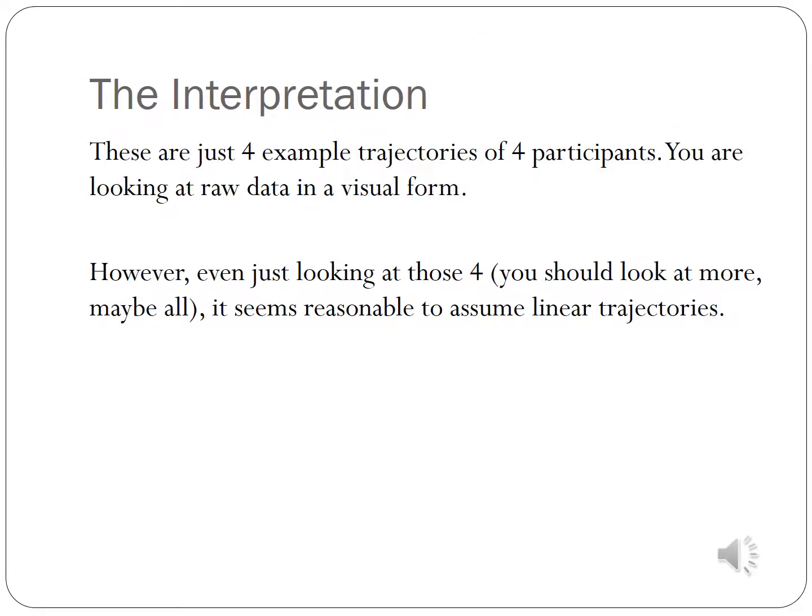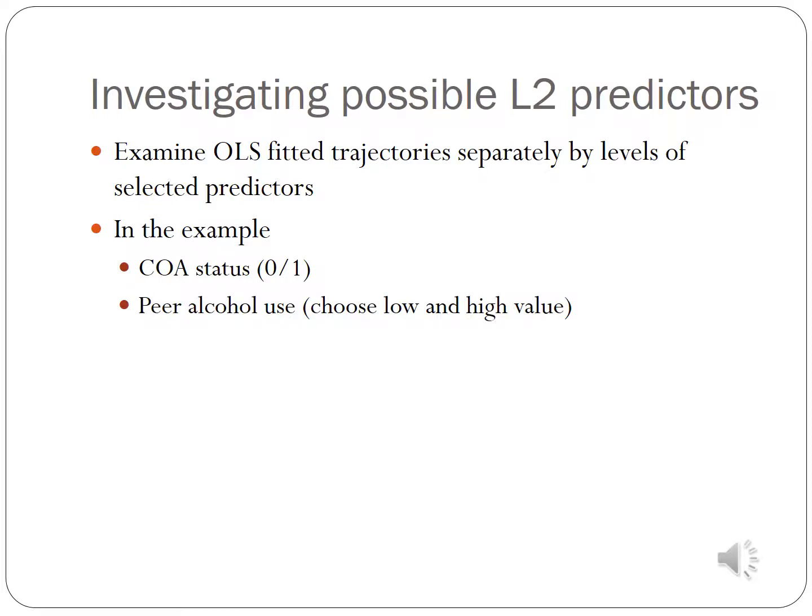So this is just a slide that has the text to what I already talked through so that you also have it in writing. One thing that Singer and Willett recommend for looking at level 2 predictors, and this you could actually do for longitudinal data as much as you could do it for cross-sectional data, is to examine OLS fitted trajectories separate by levels. And so this works well for dichotomous predictors, or if you have a continuous predictor such as the pure alcohol use, you would choose a low and a high value to look at some contrasts.